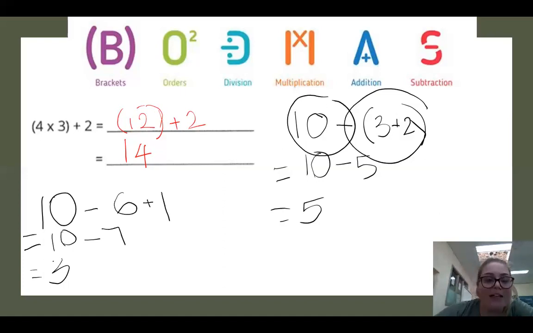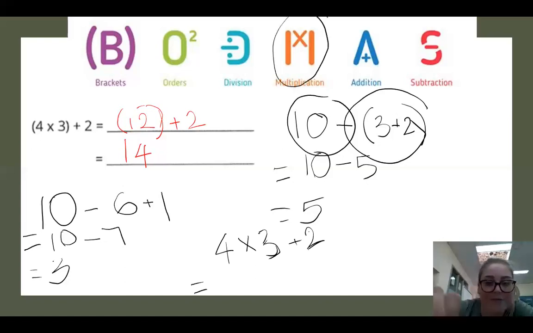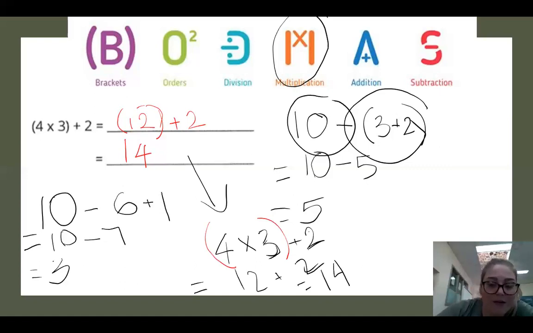Now, if I didn't have the brackets here, 4 times 3 plus 2, what do I still have to do first anyway? Still have to do the timesing first because the multiplication is here. So 4 times 3 is 12 plus 2 equals 14. So whether or not I had those brackets, the answer is still the same. So you can put in brackets or you can leave them out. That is up to you.